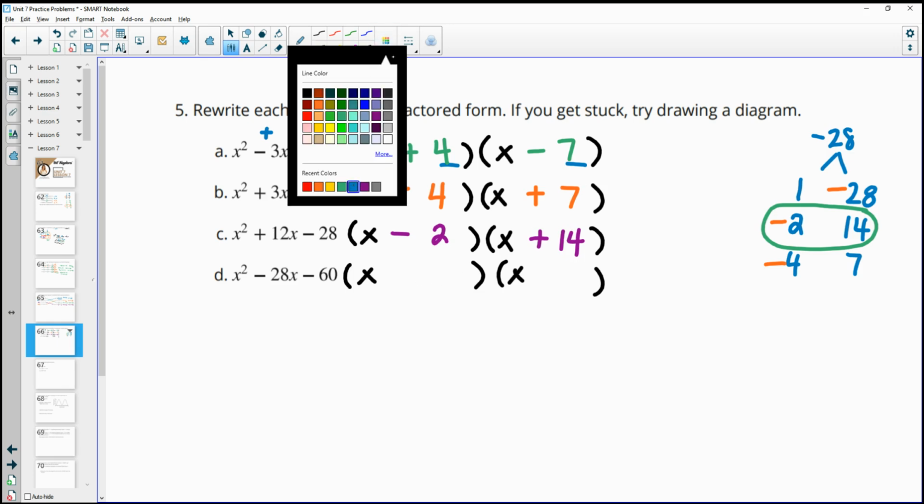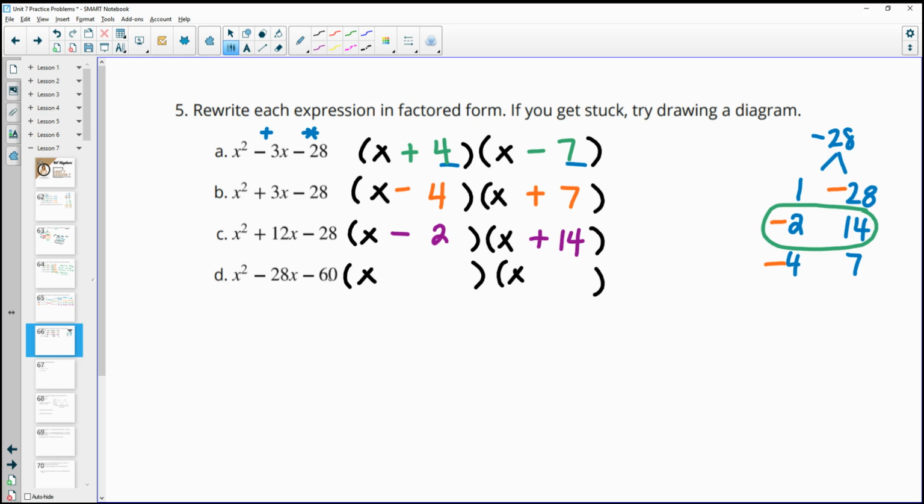And then we need to figure out for negative 60. Again, it's going to be one positive, one negative that add to 28. If I look at 1 and 60, that's going to be 59 if one of those is negative. 2 times 30 gives us 60, and if one of these is negative, that will give us 28. But I want the negative to be with the 30 so that I get negative 28. So 2 plus negative 30 gives us negative 28. So then we want x plus 2 times x minus 30.